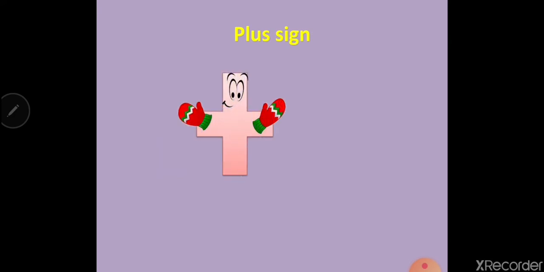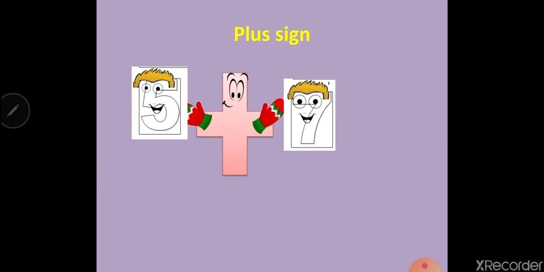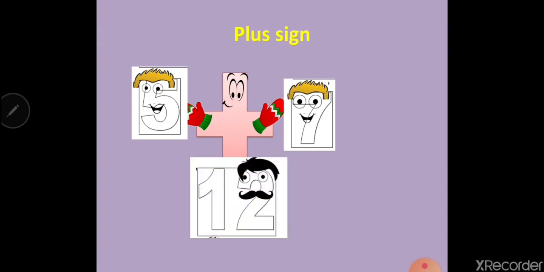The plus sign can put the numbers together like 5 and 7. It puts them together to make what? 12, the daddy, the whole big number. So I'm going to say part plus part equals whole sum. Who is the whole sum? The daddy.